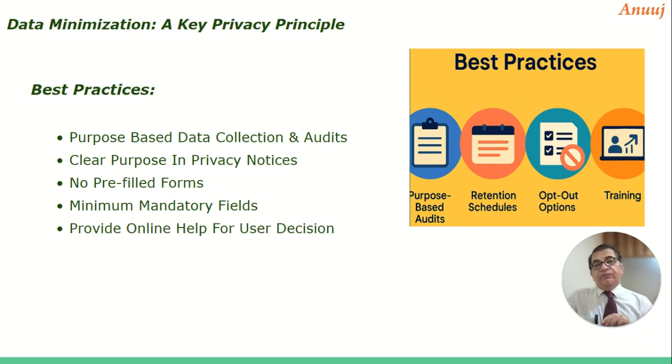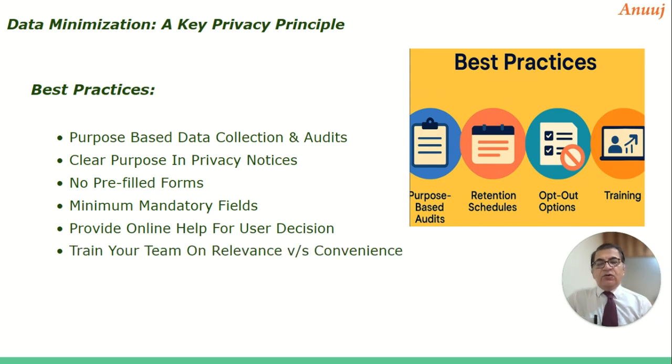This is important. If it's an online form, maybe put a small question mark at the end of the field where the user can take the cursor and see what is it exactly that you are trying to ask them to put in. Train your team on the relevance of that particular data field and all the data that you are collecting rather than convenience. If you ask your team, collect the complete personal information of a prospect, they would jump around to collect the address also. They would say, we'll send them brochures.